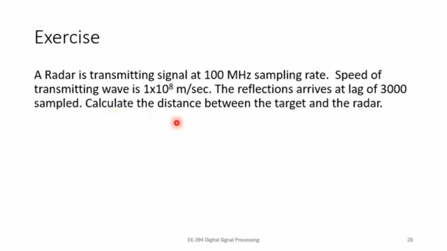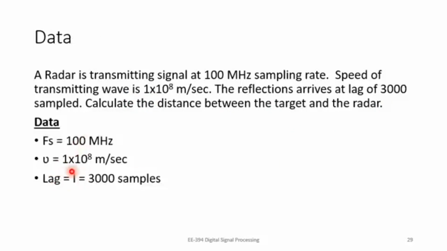So now we have to calculate the distance between the target and the radar. Remember that the wave travels twice the distance between the target and the radar. So once it goes to the target, and then it comes back to the radar. So the distance traveled by the wave is actually 2 times the distance between the target and the radar. But let's now try to visualize this problem.